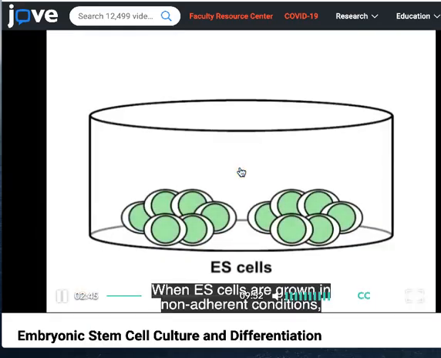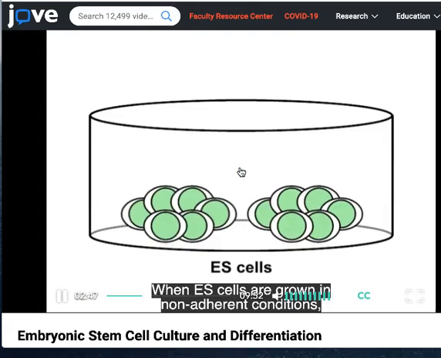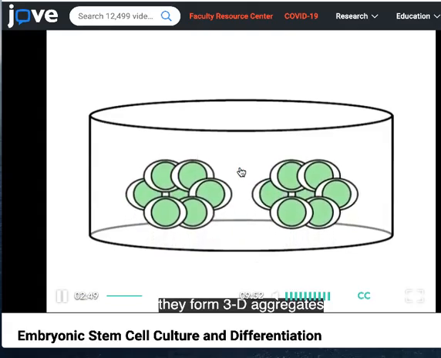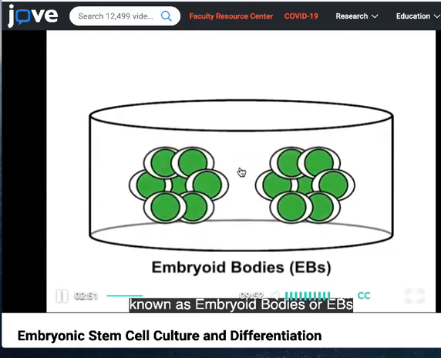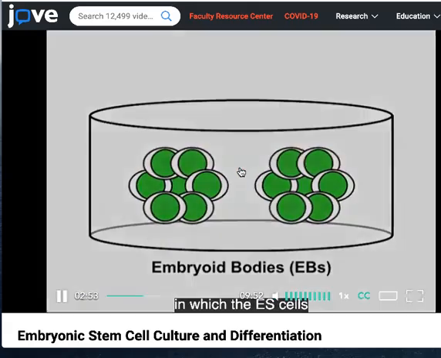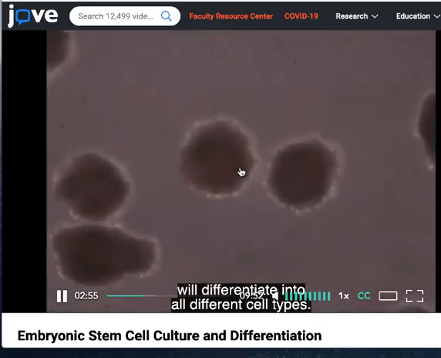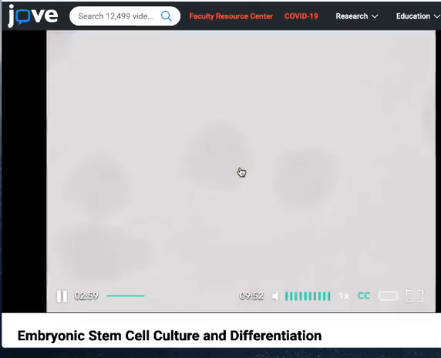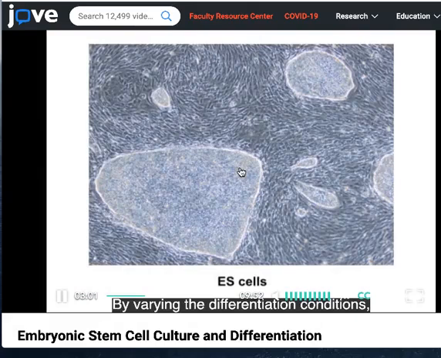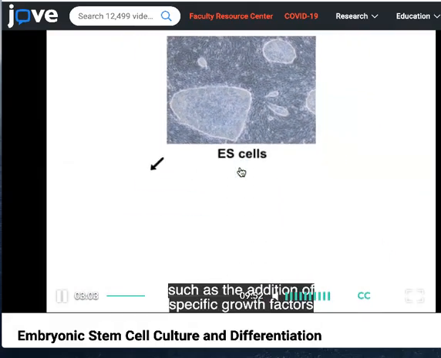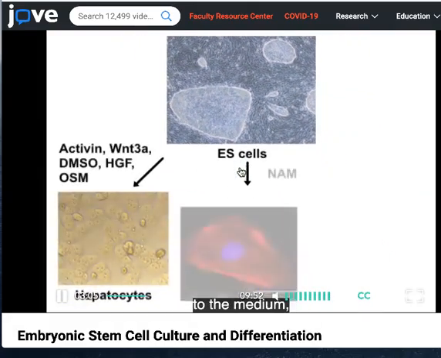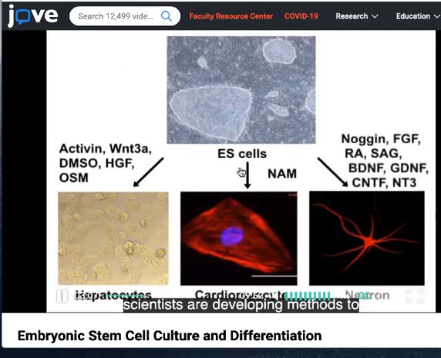When ES cells are grown in non-adherent conditions, they form 3D aggregates known as embryoid bodies, or EBs, in which the ES cells will differentiate into all different cell types. By varying the differentiation conditions, such as the addition of specific growth factors to the medium, scientists are developing methods to direct ES cell differentiation into specific cell types.